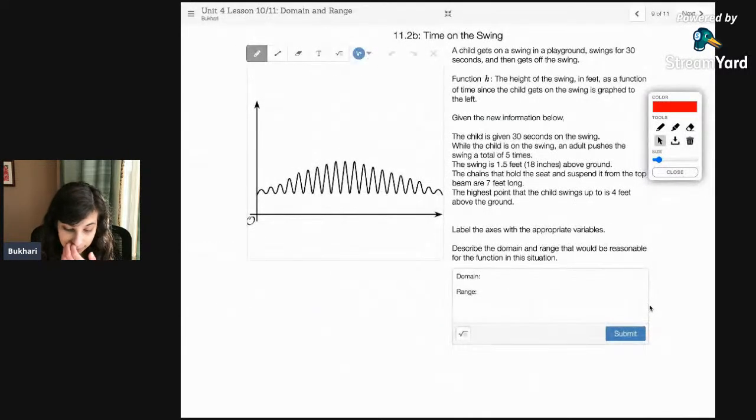Last but not least, you're looking at the time on a swing of a child who is swinging for 30 seconds and gets off the swing. The function h is the height of the swing in feet as a function of time, since the child gets on the swing, is graphed to the left. So see if you can use all of that information, as well as especially the new information below, to label the axes and give yourself more information. And finally, describe your domain and range below. So I know that can time be negative and things like that. So start using what you know in your own situation, but also in general to help you figure it out.